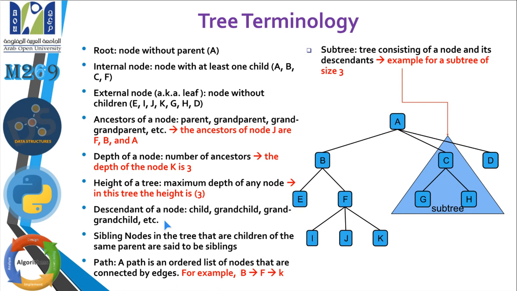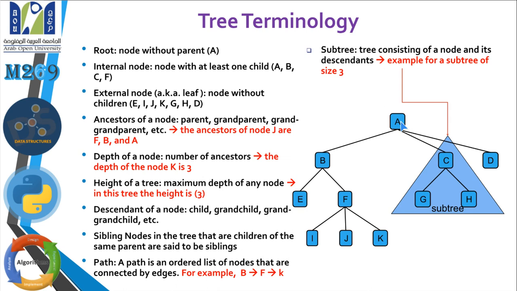Let's go through some of the terminology that is used in trees. First is the root. The root is a node which has no parent. So this is the only node in the tree that has no parent. Node A is called the root.